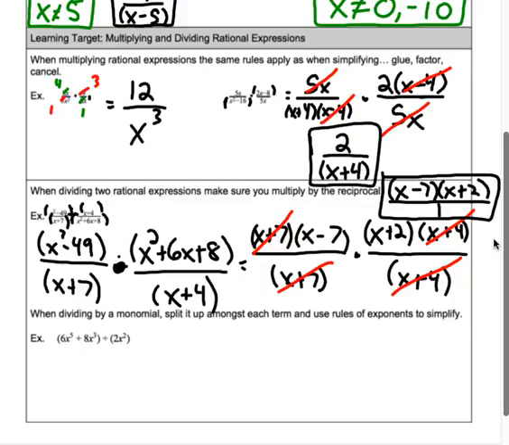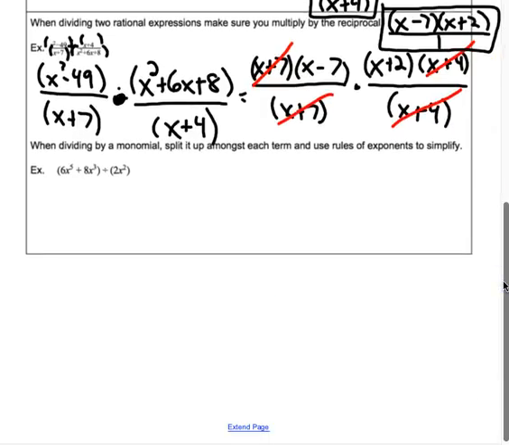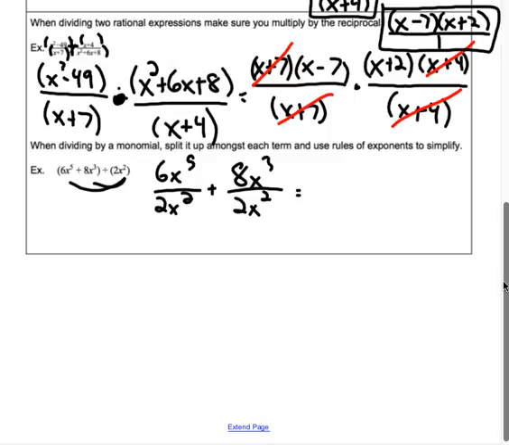Now, when you're dividing by a monomial, so that's when you're dividing two fractions. What if you're just dividing by a monomial? Well, in that case, remember, you just split this up. You show taking that 6x to the 5 divided by 2x squared and the 8x cubed divided by the 2x squared. If you're just dividing by a monomial, literally just write it out and then simplify each piece.